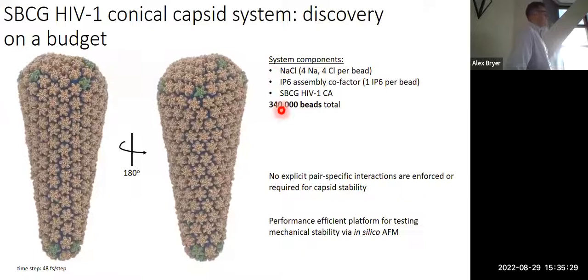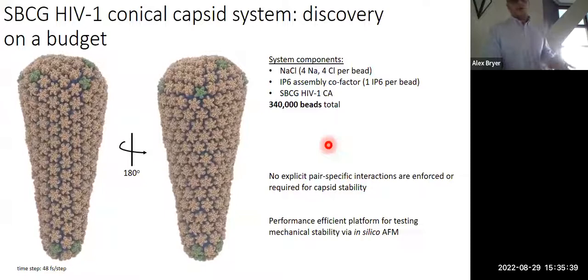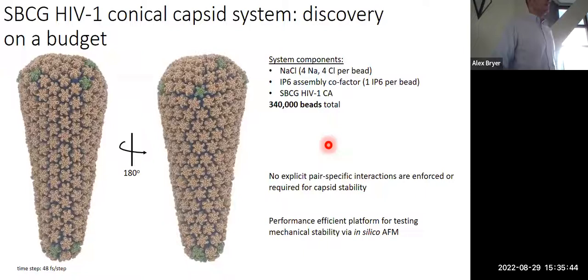So this is about 340,000 beads in total. The system of the same exact cone with solvent is 77 million beads. So at 340,000 beads, we're getting to that sweet spot of what could fit in GPU memory. So that's what we're excited about. We can run these really fast.